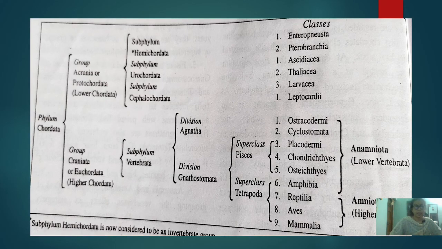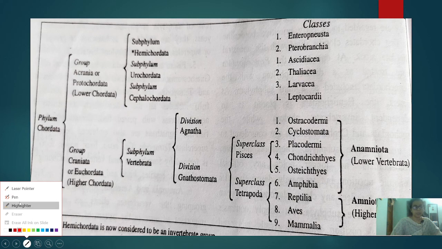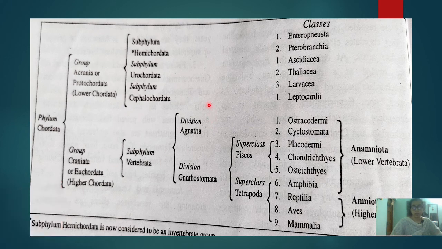For a quick recap, I am going to revise the same chart again, because this chart gives a very clear perspective about how the division has taken place. If you remember, the chordata was broadly divided into two categories: the protochordata, the lower chordata, and the higher chordata, the urochordata. The protochordata, which we discussed in our last class, include the hemichordata, urochordata and cephalochordata. In this part, we will be discussing the vertebrata, mainly the Agnatha.